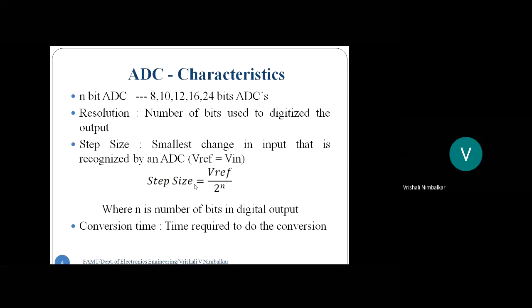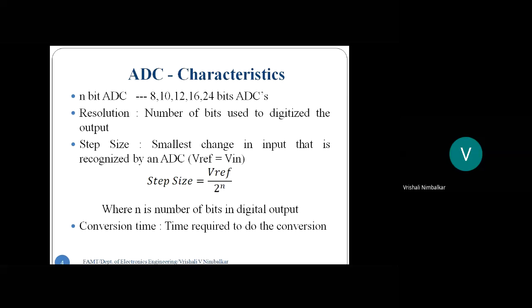Then what happens with the in-between voltages? It means the voltages in between 0 volt and 19.5 millivolt are ignored. So if I say 10 millivolt is the analog voltage, that 10 millivolt will be ignored by the ADC. Why? Because the step size is larger than that. Correct? So that is what is called the step size: the smallest change in analog voltage signal that is recognized by the ADC and converted into digital.